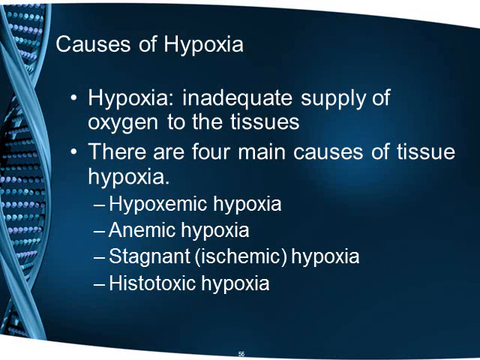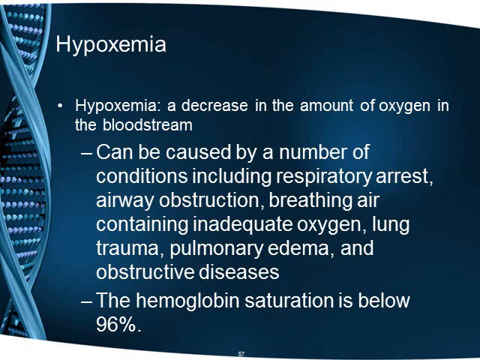So hypoxia: inadequate supply of oxygen to the tissues. There are four main causes. Hypoxemic hypoxia, which means we're just not breathing in enough oxygen. Anemic hypoxia, which means we don't have enough buses to carry the oxygen around because red blood cells are missing. Stagnant or ischemic hypoxia, which means the blood's just sitting there and we don't have actual gas exchange taking place, which makes us hypoxic. And histotoxic hypoxia, like cyanide poisoning, with the prevention of the actual gas exchange. We have methemoglobin being created, and that methemoglobin not carrying oxygen, so therefore we become hypoxic.